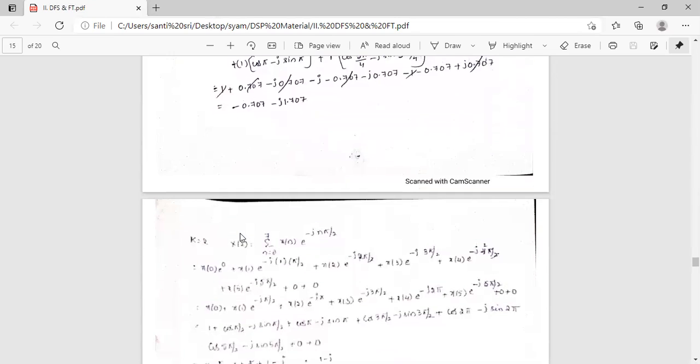Similarly, X of 2, for k equal to 2, can be calculated like this. Here the value of n is 2.